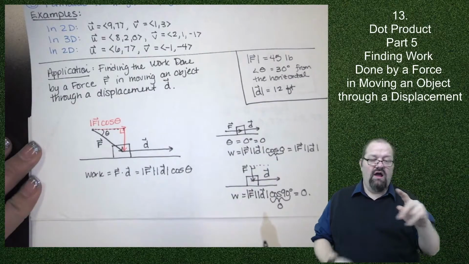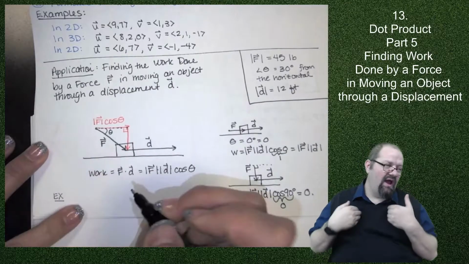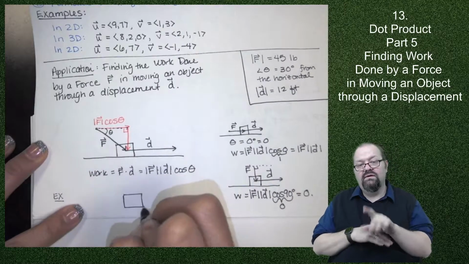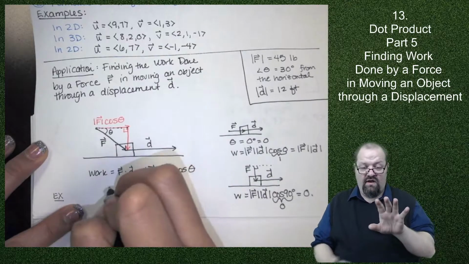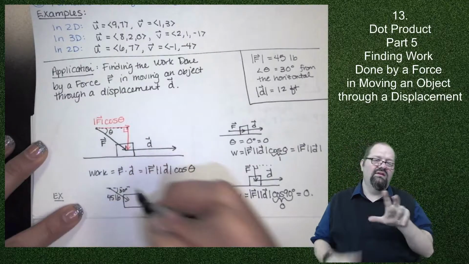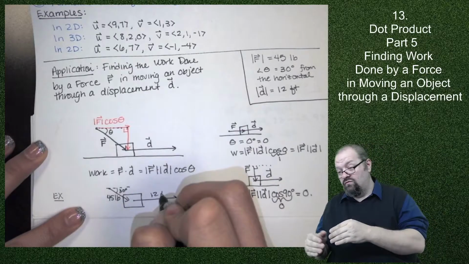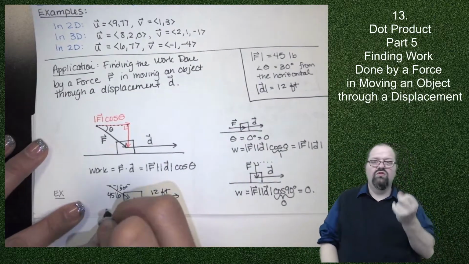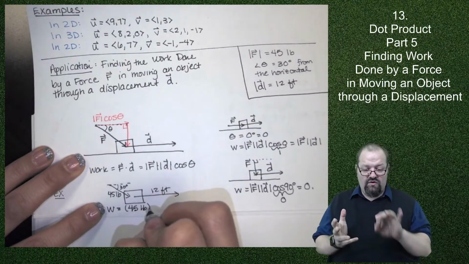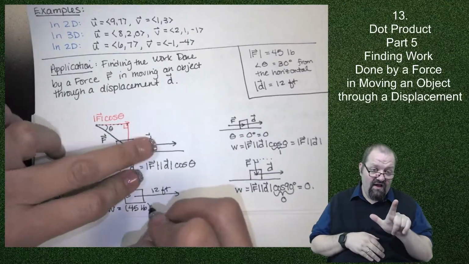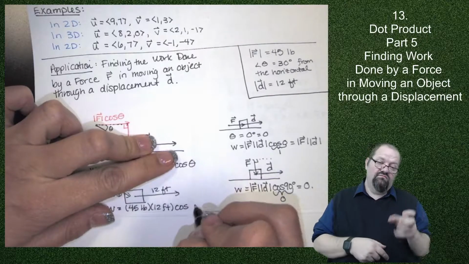Now let's just do one concrete example. Let's say my force is 45 pounds. I'm applying 45 pounds of force this way, and the angle with the horizontal is 30 degrees. And let's say I'm moving this box from one room in my apartment to another. I'm moving it 12 feet away. According to my formula, work is just the magnitude of the force, 45 pounds, times the magnitude of the displacement, which is the 12 feet, times the cosine of 30.